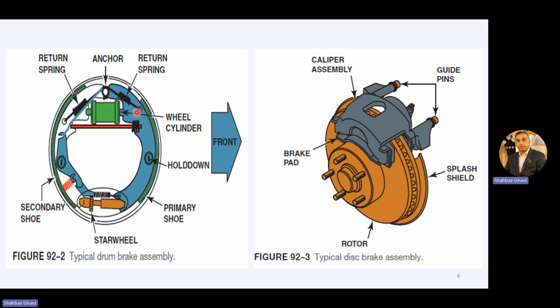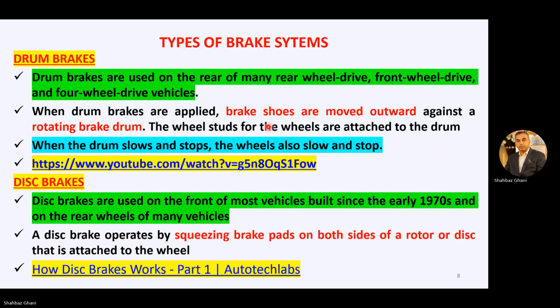When drum brakes are applied, these brake shoes, this blue portion and green portion, move outward. The primary goes in this direction and the secondary goes in this direction. When brake drums are applied, brake shoes are moved outward against a rotating brake drum.